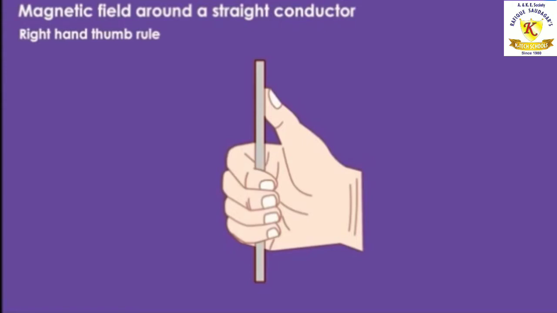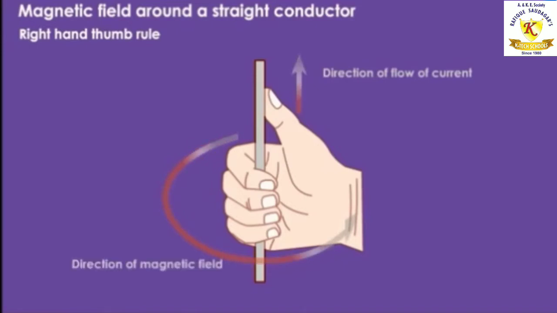Magnetic field around a straight conductor. That is, we'll learn about right hand thumb rule. Now children, imagine that you are holding the conductor in the palm of your right hand such that the thumb points in the direction of the flow of current. Then the direction in which the fingers curl around the conductor gives the direction of magnetic lines of forces. Okay?